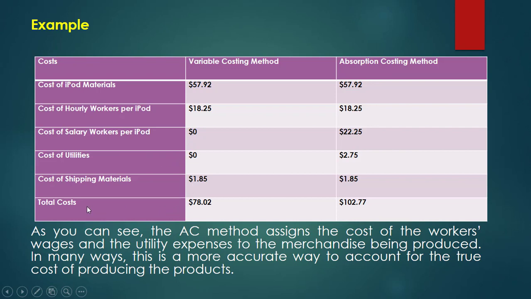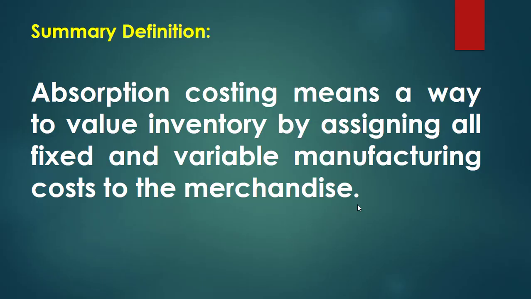So in both the costs, we can say that in the variable costing method, the total price is 78.02 and in the absorption costing method, the cost is 102.77. So this gives a much more accurate and clear picture about the costing of the particular product. So if we summarize the whole thing, we can say absorption costing means a way to value inventory by assigning all fixed and variable manufacturing costs to the merchandise.